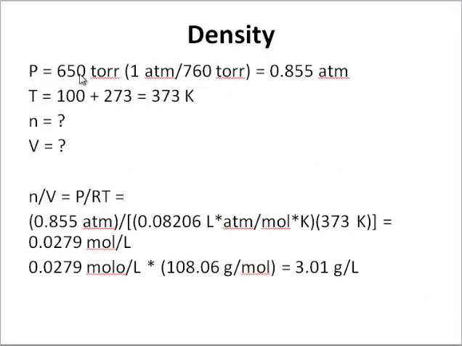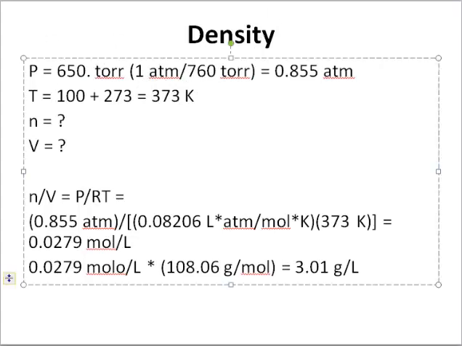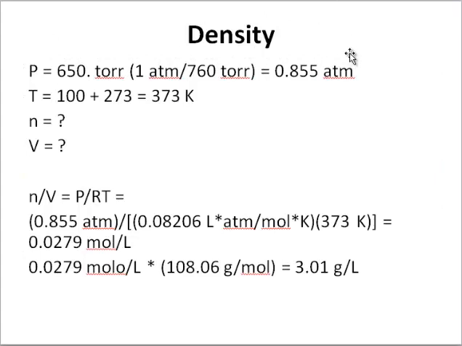Alright, attend to units. First we have to convert torr to atmospheres for pressure. 650 torr multiplied by a conversion factor. Remember, this is an exact numbers conversion factor. If I assume 3 sig figs for the 650 torr, I get an answer of 0.855 atmospheres. Temperature is 373 Kelvins to the ones place, which is as precise as we have the temperature. Again, I'm assuming the 100 is precise to the ones place.